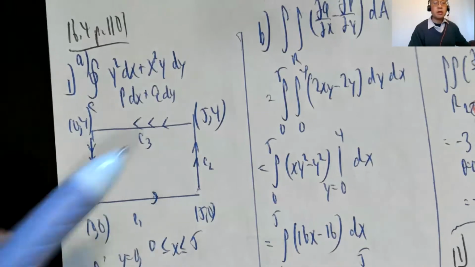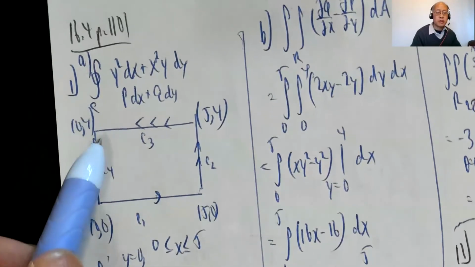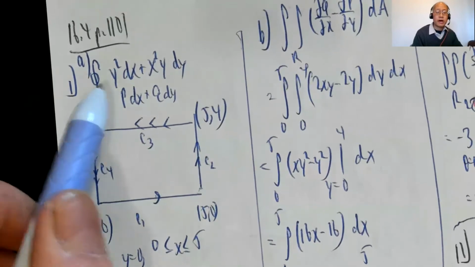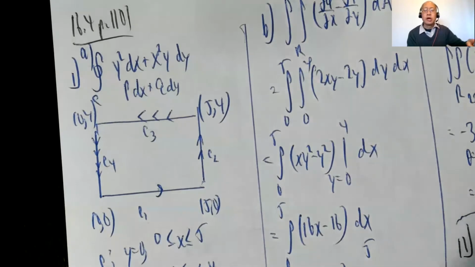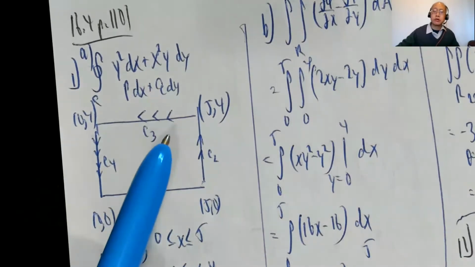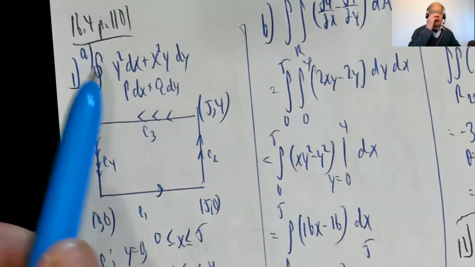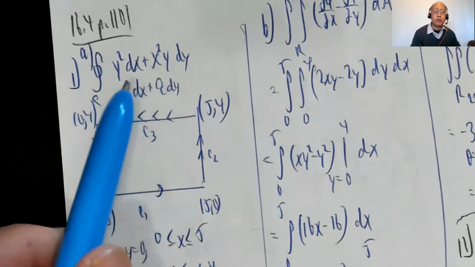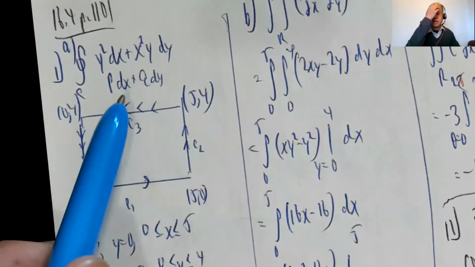Question number one. Integral along the closed curve, counterclockwise, y squared dx plus x squared y dy, that's P dx plus Q dy. Don't bother, like the previous section, trying to determine if it's a conservative vector field. Most of these are not going to be conservative vector fields. The partial of P with respect to y is not going to equal the partial of Q with respect to x. In fact, just a quick survey shows that's not true here.